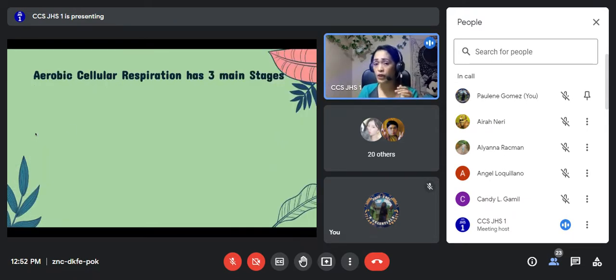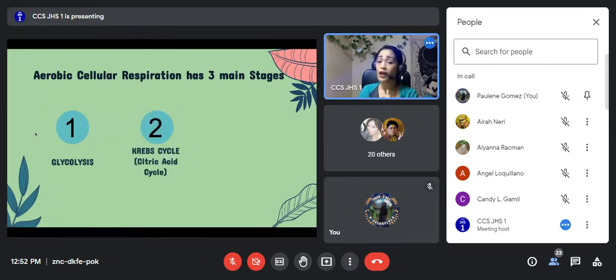For aerobic cellular respiration, there are actually three main stages. We have glycolysis, Krebs cycle, also known as the citric acid cycle, and then lastly, we have the electron transport chain, or ETC.